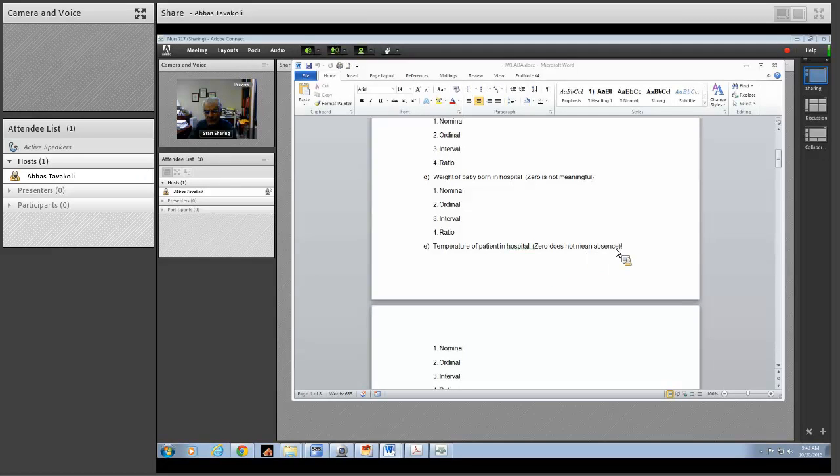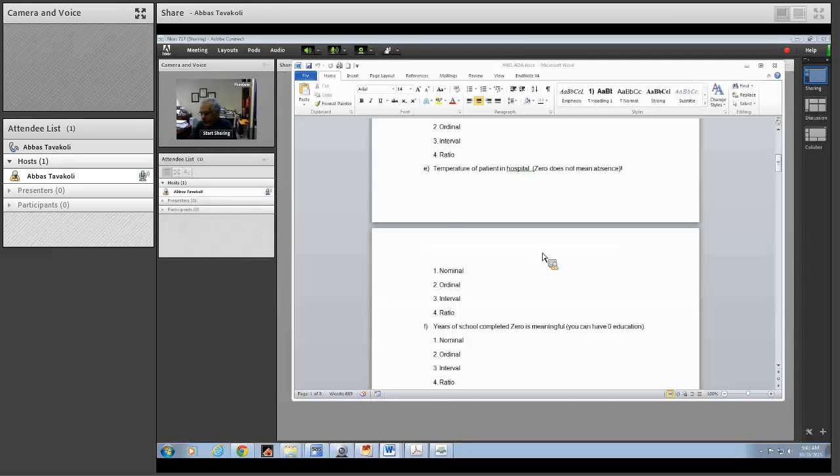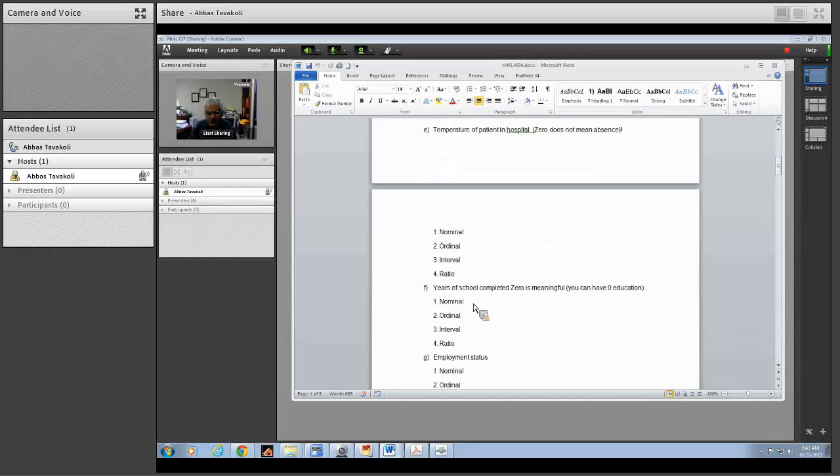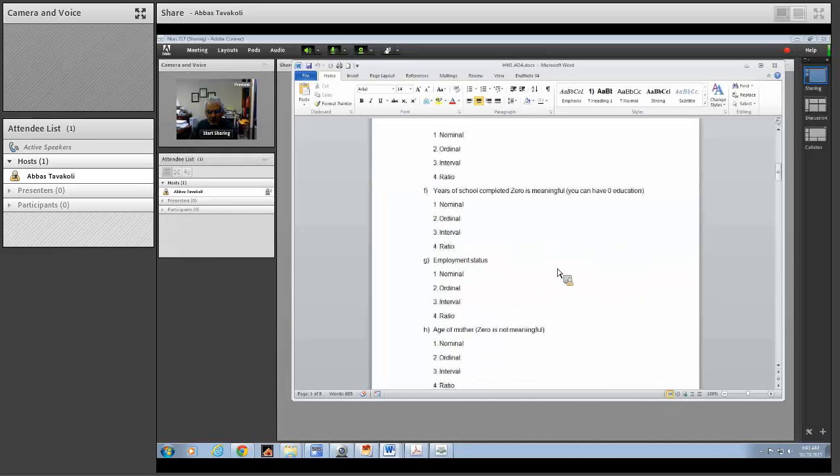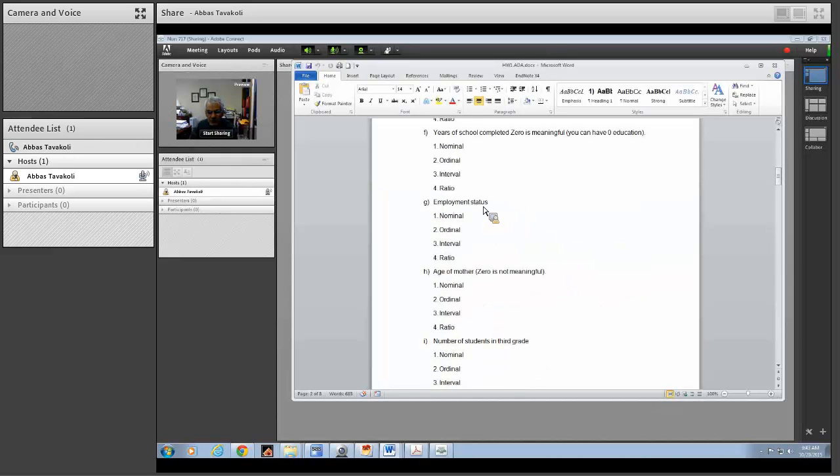Temperature of patient in hospital, 0 doesn't mean absence. Again, it's not meaningful here. So you have to be careful about that. And here, years of school completed. Be careful. When we talk about years of completed school, someone can drop out of school. You can have 0 education, and it's meaningful, and you can quit the education in the middle of a year. So you can have values in between.